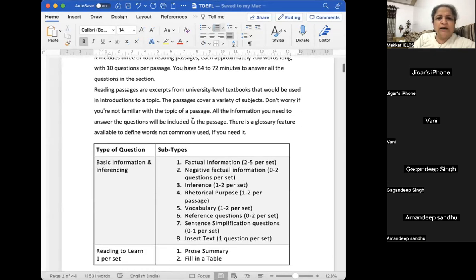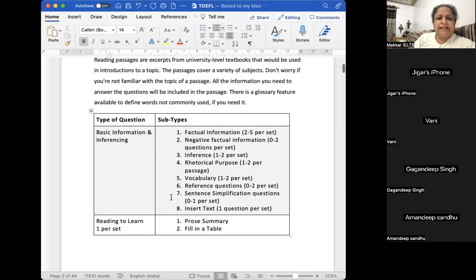So you can see these, first is factual information. I'll be telling what each means as I come to that. You have 2 to 5 per set. Then there is negative factual information. You have 0 to 2 questions per set. Then inference questions, 1 to 2 per set. Rhetorical purpose questions, I'll be teaching all that, don't worry, 1 to 2 per passage. Vocabulary is 1 to 2 per set, and reference questions 0 to 2. Sentence simplification 0 to 1, and insert text 1 question.